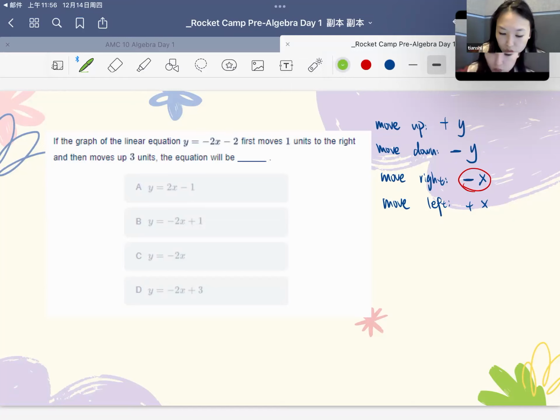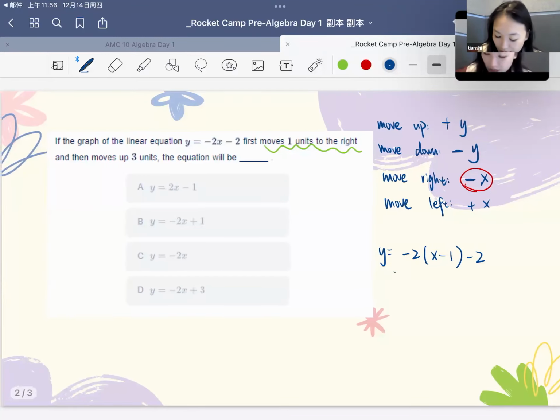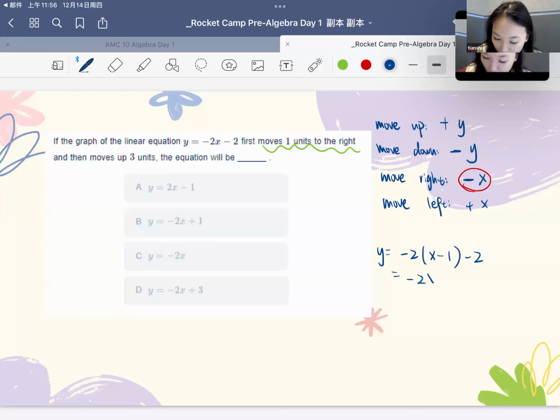So basically, we need to move 1 unit to the right. So move to the right, then we need to minus for the x value, right? So the x value will no longer be x. It will become x minus 1, right? Because it's moved 1 unit to the right. And then after moving 1 unit to the right, what is the new equation? Let's solve for it. It's negative 2x plus 2 minus 2. Then it's y equals negative 2x.